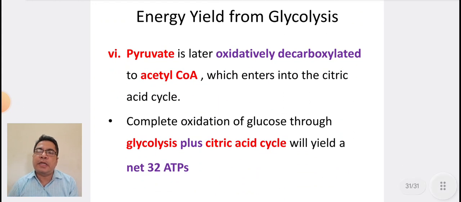The pyruvate is later oxidatively decarboxylated to acetyl-CoA, which enters into the citric acid cycle. Complete oxidation of glucose through glycolysis plus citric acid cycle will yield a net 32 ATPs.